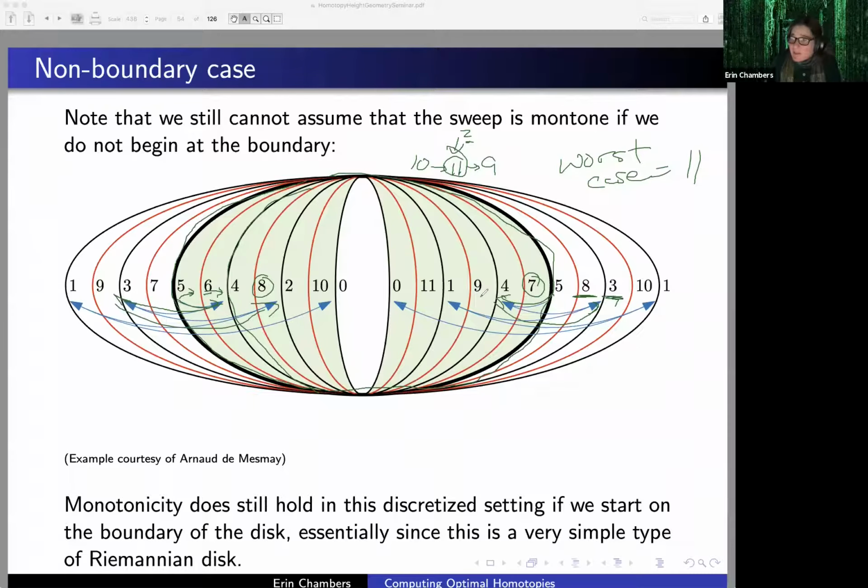So you can sit with this one if you want to. It's actually a fun example to play with. I think this one has log n, if n is the complexity of the edges, that it actually has to go back and forth. But I haven't worked out in full generality. This is actually my co-author Arnaud's example.